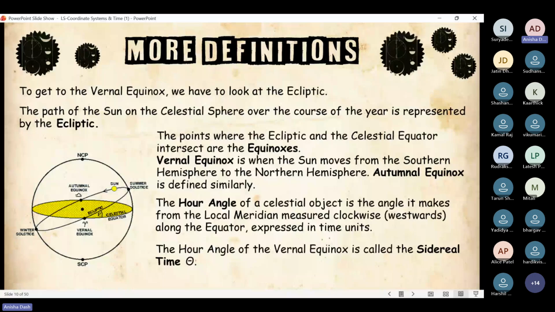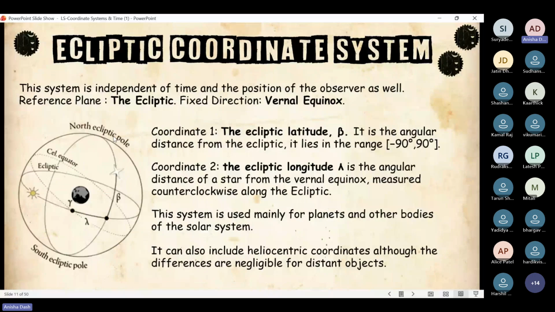Okay, I'm assuming none, so I'll be moving on. Our next coordinate system is the ecliptic coordinate system. This coordinate system is very useful for calculation.